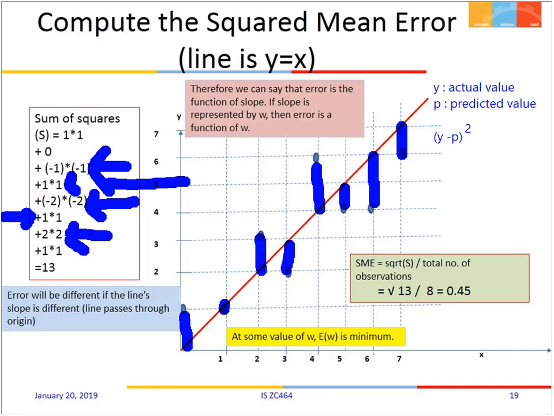Fine. So yeah, total number of observations were 8. That is why in order to find the mean squared error, we are dividing it by 8. Okay, fine.